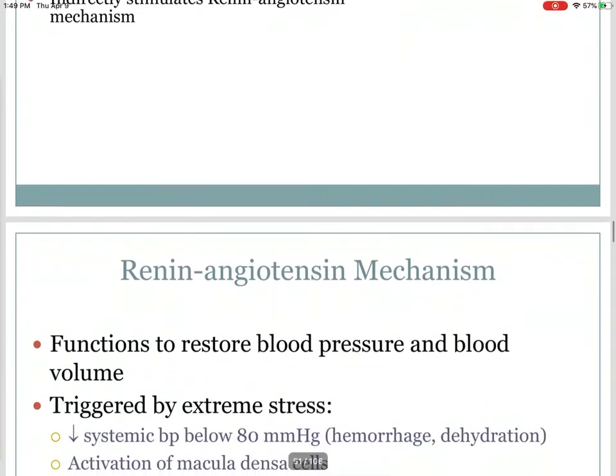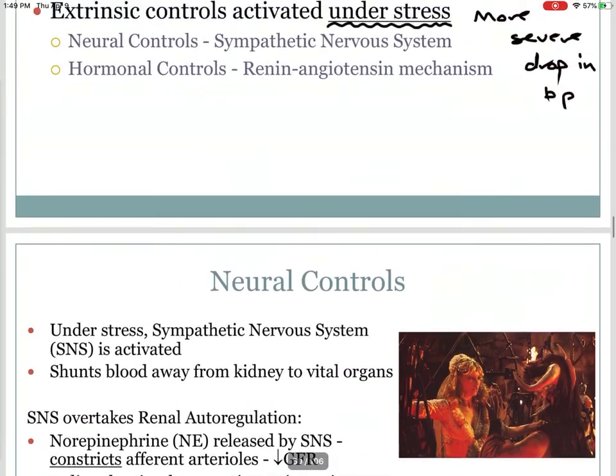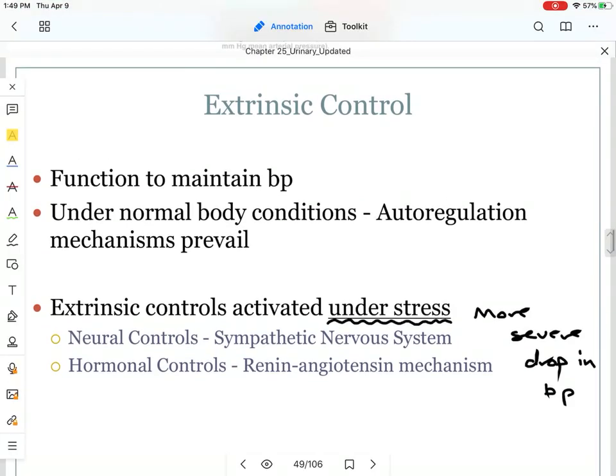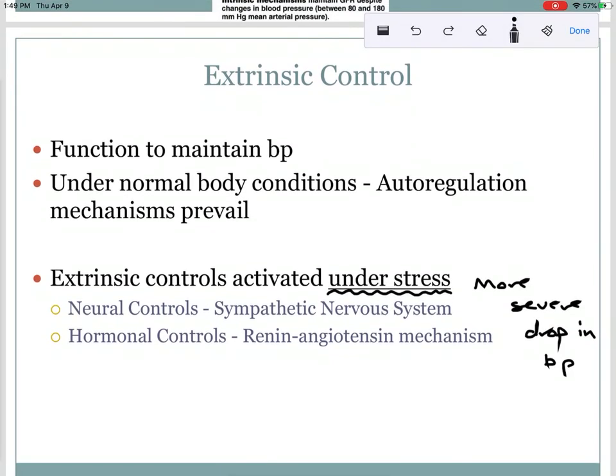I'm going to focus on the second one. So even though we do rely on some of our neural controls, I'm going to focus more on these hormonal controls.